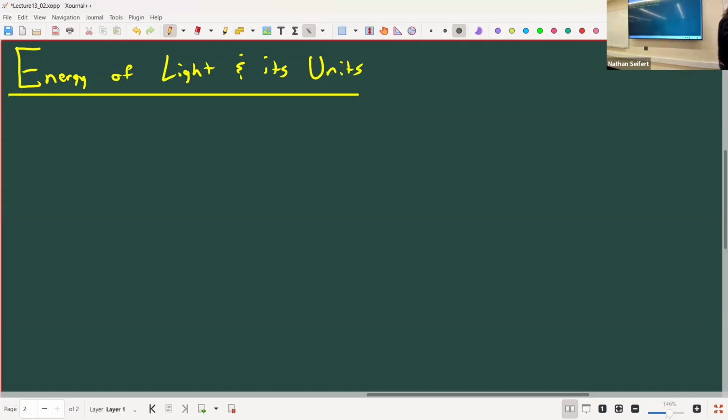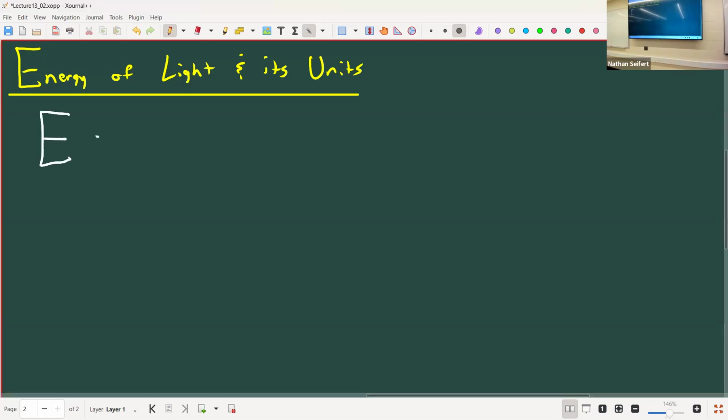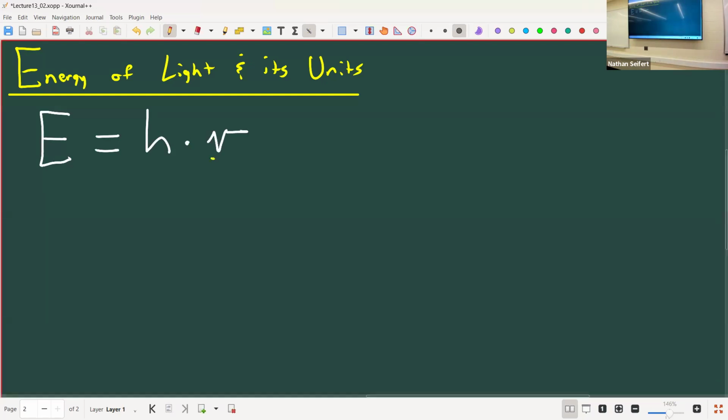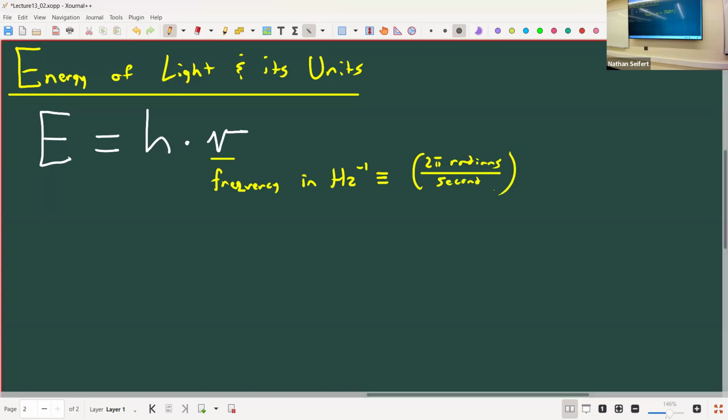And everything around light is built around one equation for its energy, which is Planck's law. Right? The energy is equal to h, Planck's constant, times the frequency. Remember, this is the frequency in hertz, which is the equivalent of 2 pi radians, how fast you go through 2 pi radians per second. Right? So it's a whole cycle of a wave per second.